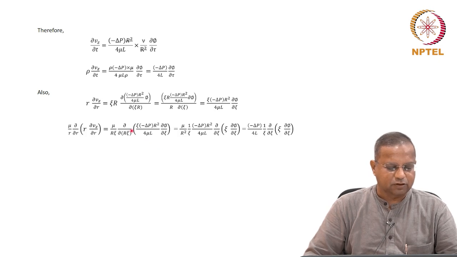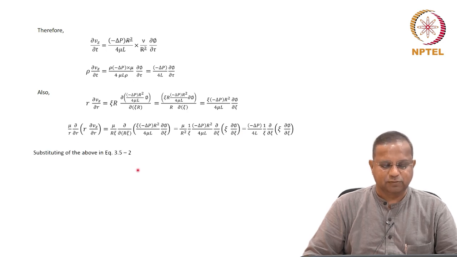I think now we have all the terms and we substitute them. You get mu by r ∂/∂r of r ∂vz/∂r, which is the term on the right hand side, equals this, which simplifies to this, which simplifies finally to, I'm just showing you all the mathematical steps, that's all, minus delta p by 4 l, 1 by xi ∂/∂xi of xi ∂phi/∂xi. That's what this term turns out to be.